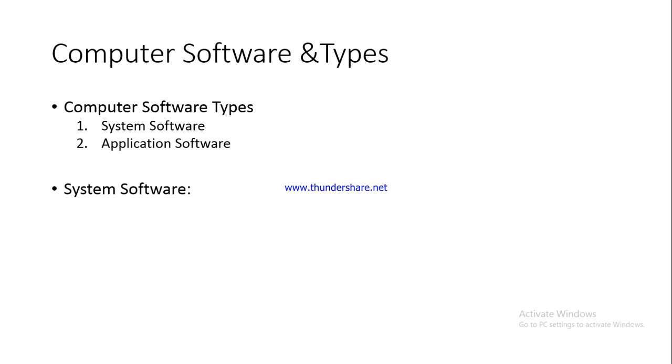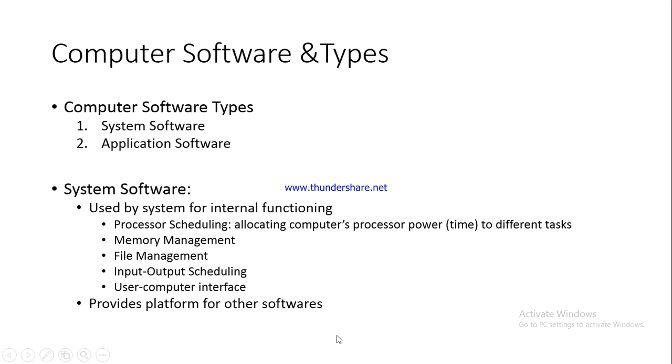See, system software is basically used by the system for internal functioning. So this is one software which is used by the system for internal functioning. What kind of internal functioning are we talking about? For example, what would be the processor scheduling? What would be the memory management? How much memory would be allocated to what task? That is the meaning of memory management. Processor scheduling is allocating the computer's processor's power to different tasks.